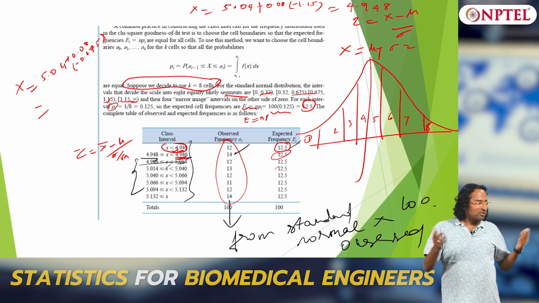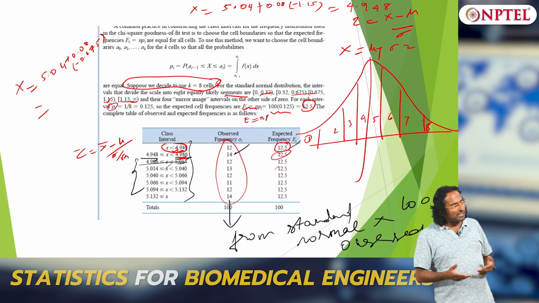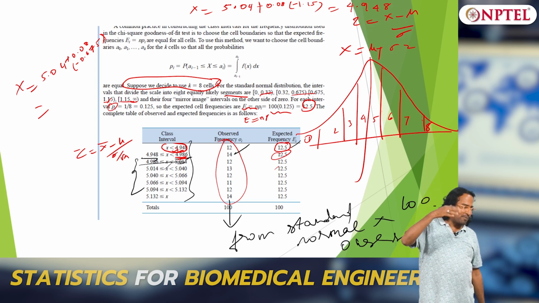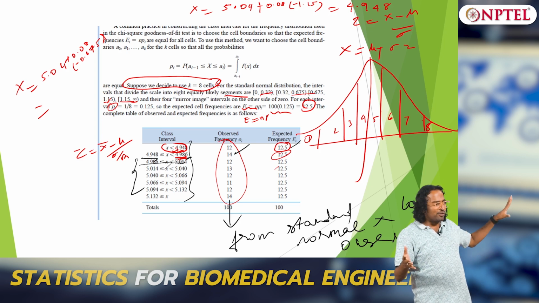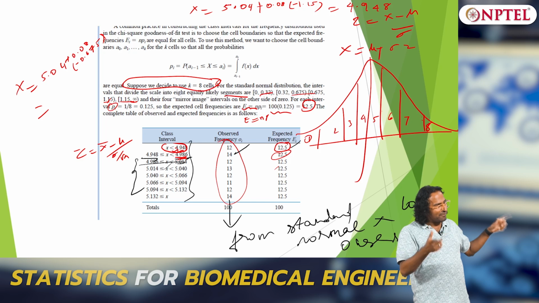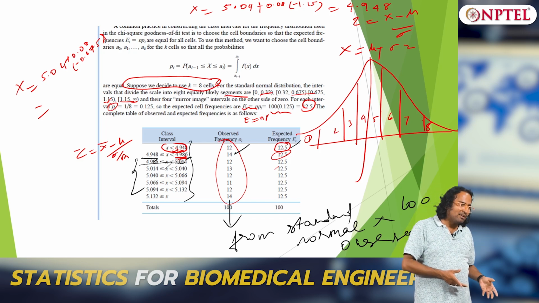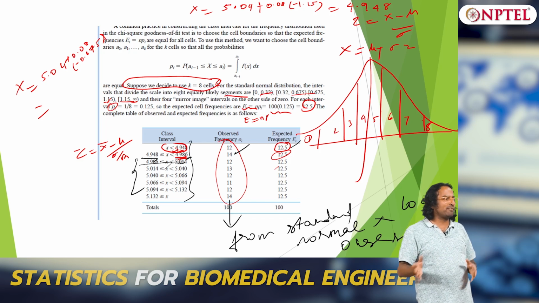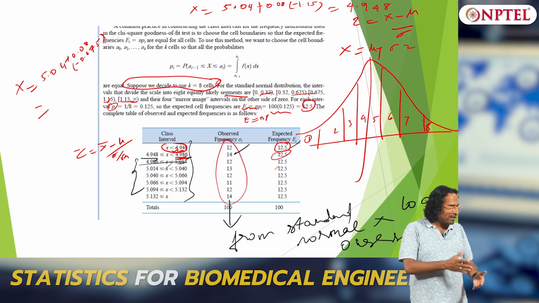Then combine both, take the deviation, and see observed minus expected, the whole square, whether it is truly significant. So expected, if it is a normal distribution, and observed, compare both. If the deviation is small, the null hypothesis is true, otherwise the alternate hypothesis. That is what we have done in the last problem.